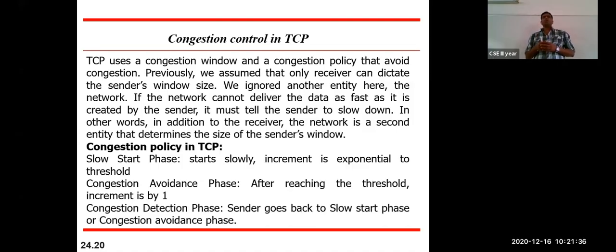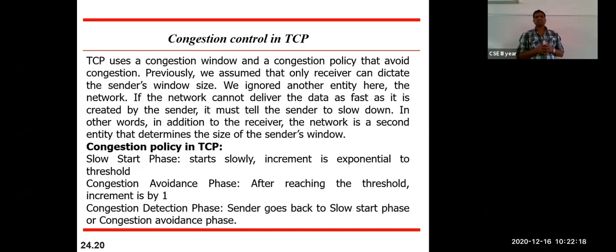Previously, we assumed that only the receiver can dictate the sender's window size. We ignored another entity here, the network. We were only worried about source and destination, and if source and destination are happy, everything is fine. No, that's not the case actually. What about the network? The network itself should also dictate the terms. If the network is busy with data, because other than the source and destination, there could be other nodes that are communicating at the same time. There could be traffic over the network, right? So we cannot just talk about source and destination. We have to talk about the network also.